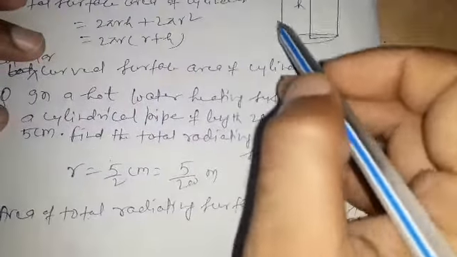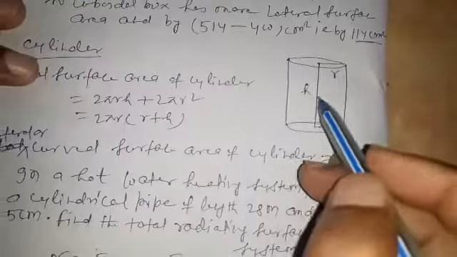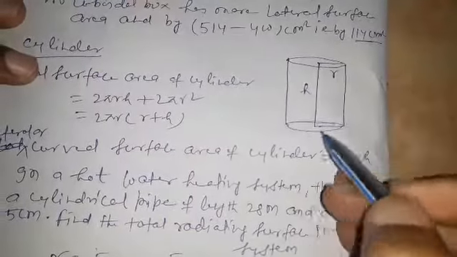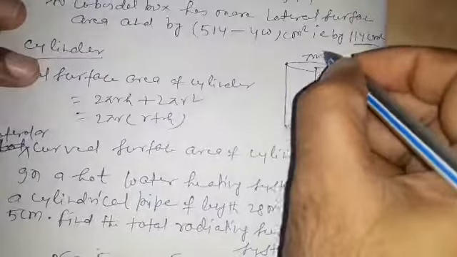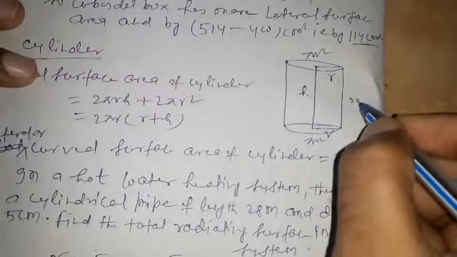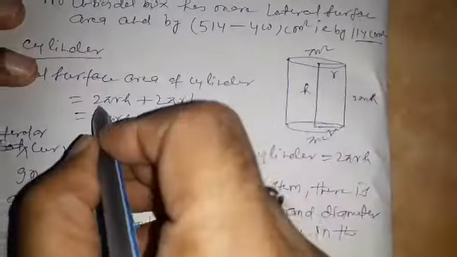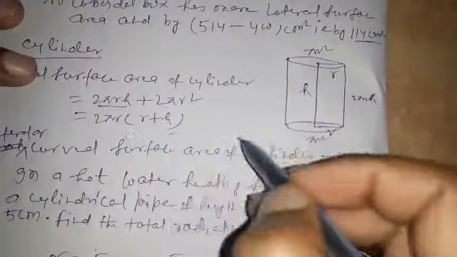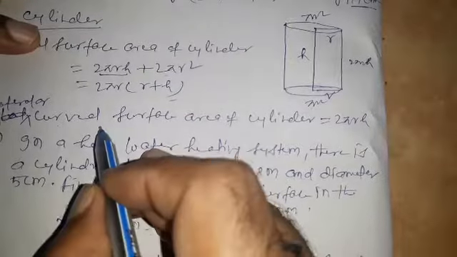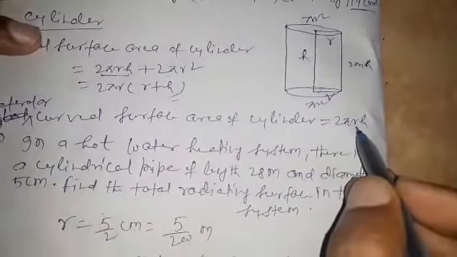Now we discuss cylinder. The total surface area of a cylinder, just like this copy, when it is rolled along its breadth, it is just a cylinder. The total surface area means 2 pi r h plus pi r square and pi r square. So this area is pi r square, and this is 2 pi r h. So total surface area is 2 pi r h plus 2 pi r square, that is 2 pi r (r plus h). Lateral surface area or curved surface area of cylinder is 2 pi r h.